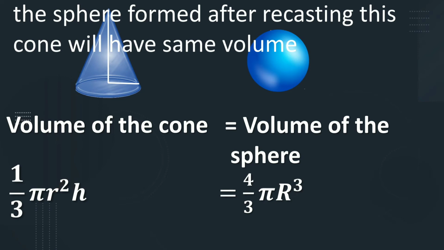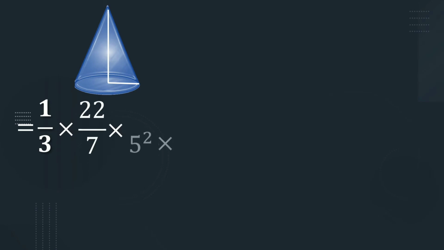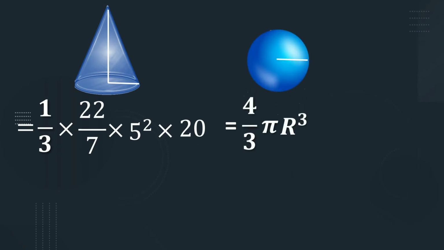We may be ready to cancel if we write the same letters here. Some differentiation should be there. 1 by 3 pi r square h. Let us put the values. 1 by 3 into 22 by 7 into 5 square. Radius is 5. Height is 20. That is equal to 4 by 3 pi r cube. Instead of pi, we can write 22 by 7. We can also retain as such, since we can cancel this pi and this pi here only.